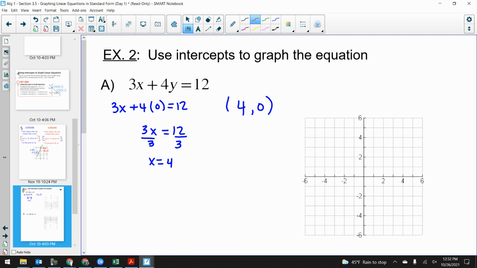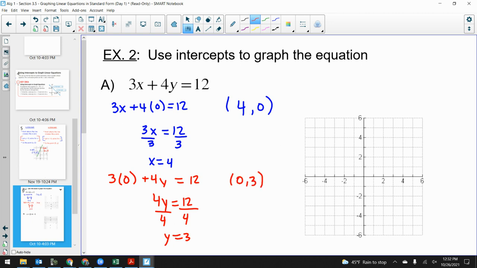Now let's solve for our y-intercept. The y-intercept is kind of the inverse of that. I plug 0 in for x and leave y in the equation. And now we solve for y. Well, in this case, what's going to happen with 3 times 0? Now that's going to turn into 0. That's going to go away. So now my y-intercept is 4y is equal to 12. So y is 3.